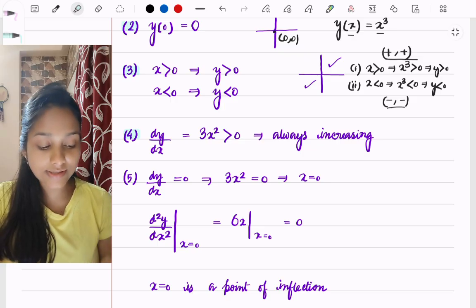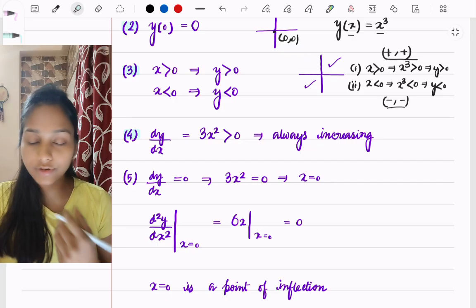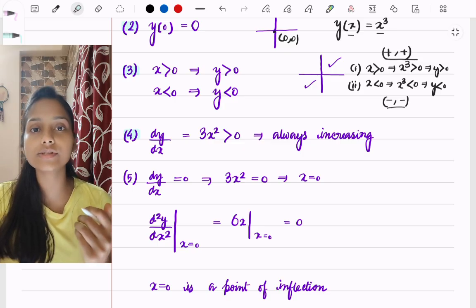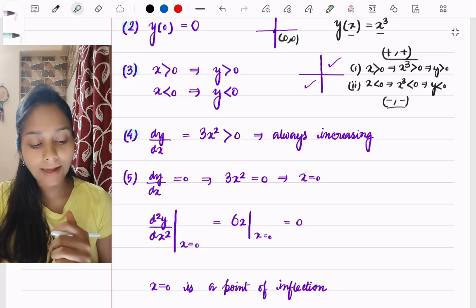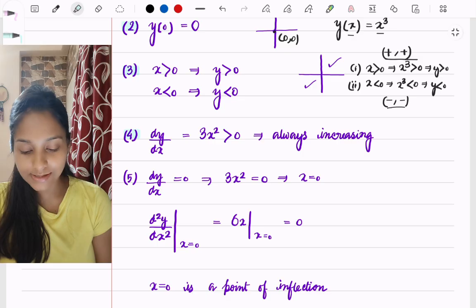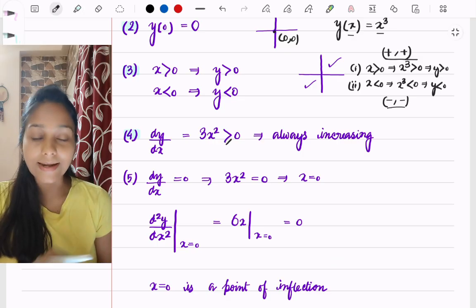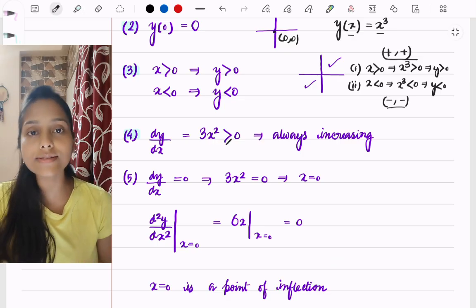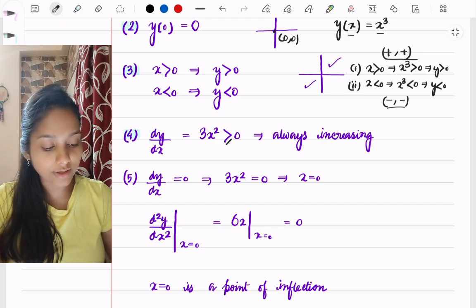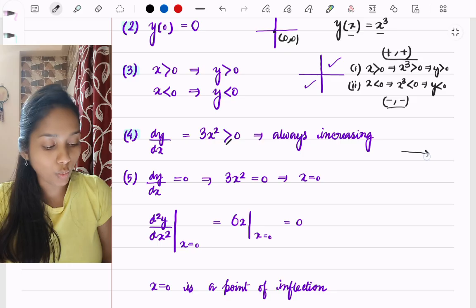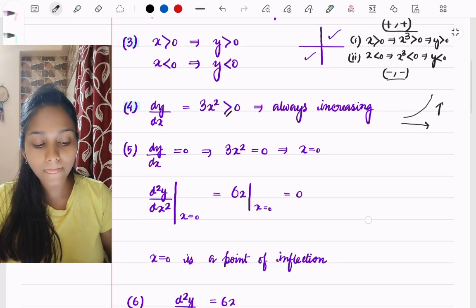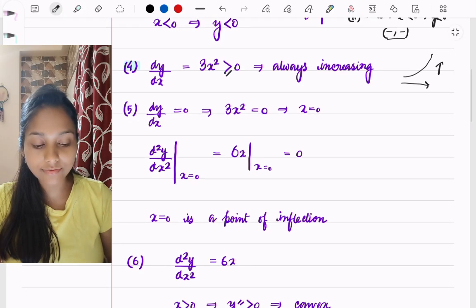Okay, for the next part we can analyze its increasing or decreasing property. First we take the derivative of that function. The derivative of x cube is 3x square, and this x square term is always greater than or equal to 0. As the derivative is always greater than or equal to 0, the function must be increasing. So as x increases, y must also increase.